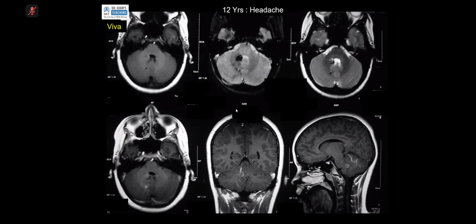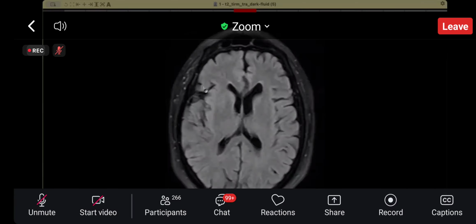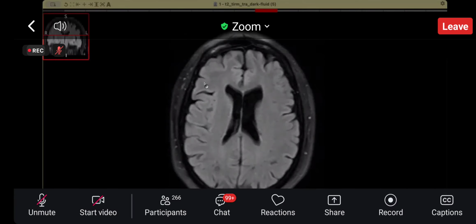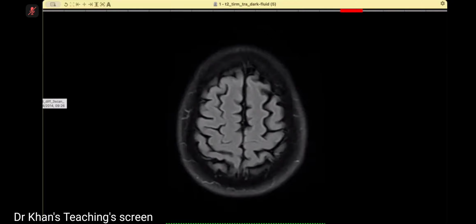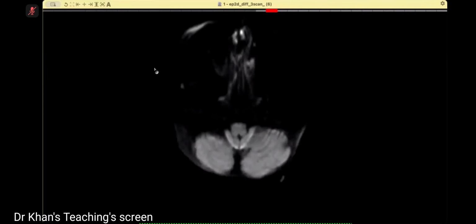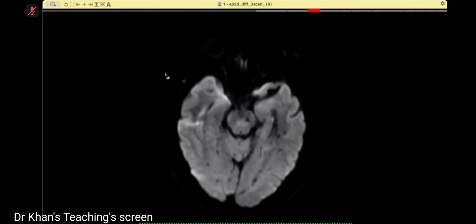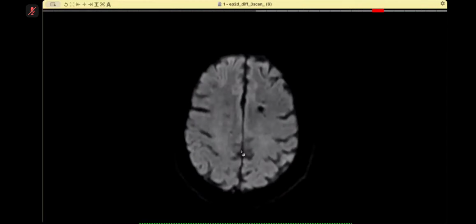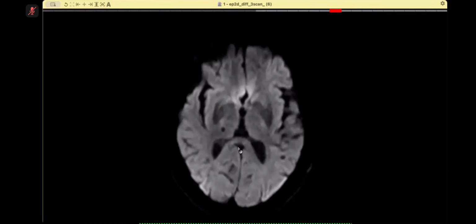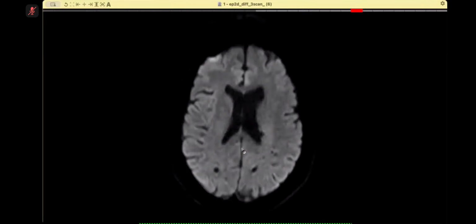So let me go through your case once again, and then we have come to the end. This case, I could have simply started like this. FLARE nothing, this nothing. What would you like to see next? Everything nothing. If I would have shown you a DWI, it was interesting. This is a DWI on which you can see a bit of filling defects. So I could have actually taken your viva on this DWI, and your eyes would have been picking up restricted diffusion.